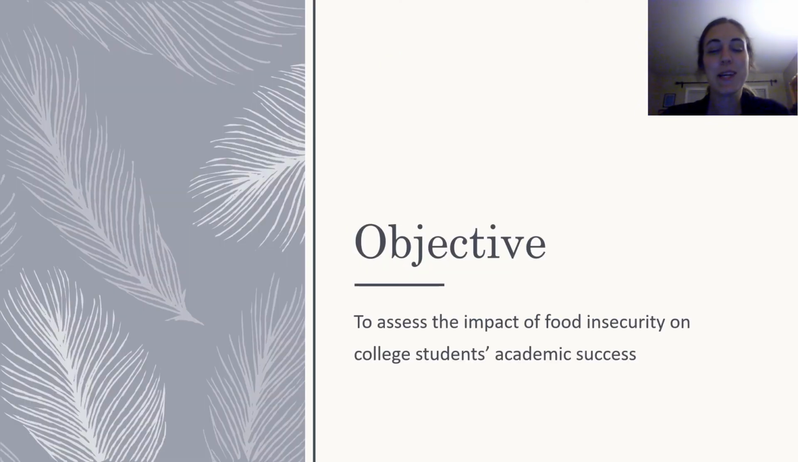All right, this is my objective. So this is the question that I was trying to answer when I was looking at all these different primary research articles. And my objective was to assess the impact of food insecurity on college students' academic success. And so I just want to know if there's any kind of correlation, and if being food insecure does have a negative impact or a positive impact on whether or not they're succeeding in class. And so that's what we'll be talking about in the next couple slides.